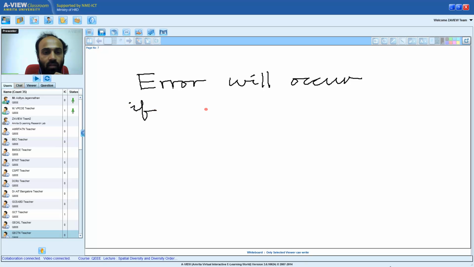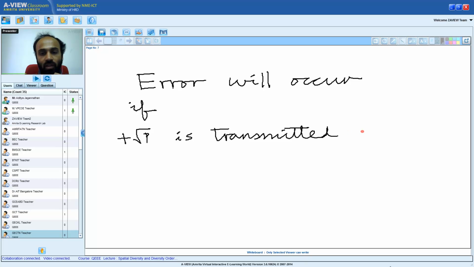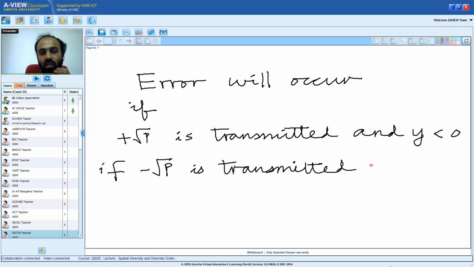Error will occur if plus square root of p is transmitted and y is less than 0. What this means is, if I transmit square root of p and the noise is so large and negative that y is actually less than 0, that large negative value of the noise will result in error. Or if minus square root of p is transmitted and y is greater than 0.